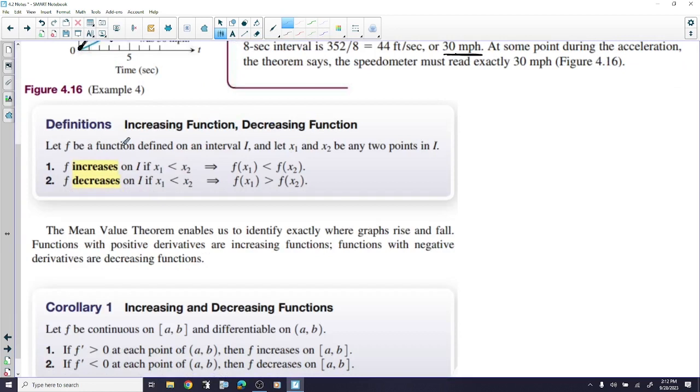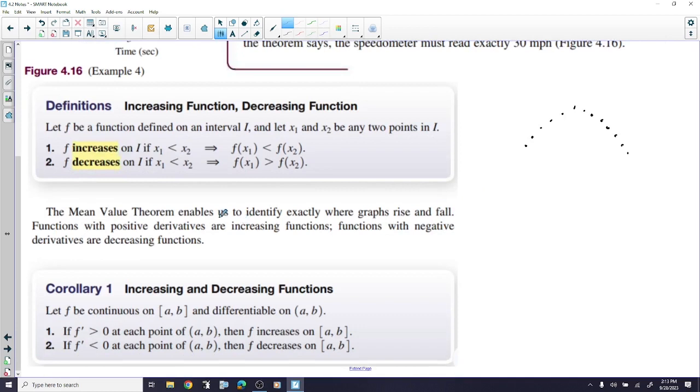Increasing function, decreasing function. Let f be a function defined on an interval I, and let x sub 1 and x sub 2 be any 2 points in I. F increases on I if the previous x is less than the next x. So a function is increasing if the next x is bigger. And that's what this is saying. F decreases on I if x1 is less, and they turn this around right here. Then they're saying that if now the next x is smaller, then this function is decreasing.